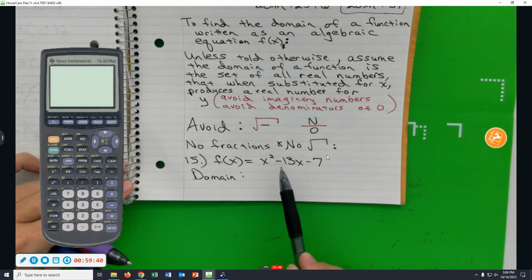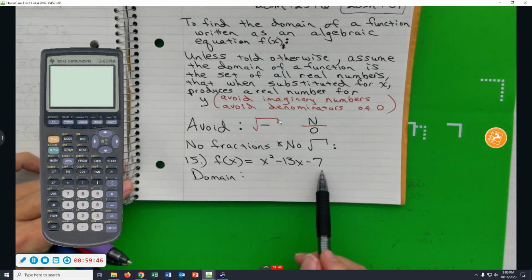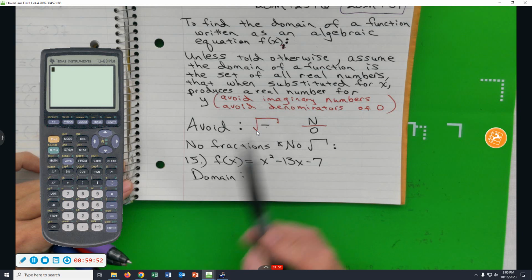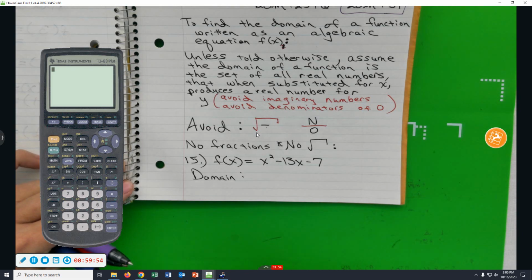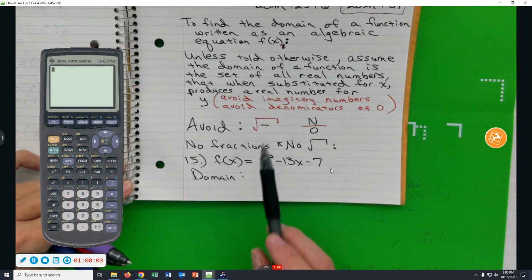Am I going to pick up any imaginary numbers? No, because my function doesn't contain what? In order to get the square root of a negative, your function must have what symbol? A square root. I don't see a square root, so we don't have to worry about imaginary numbers popping up.